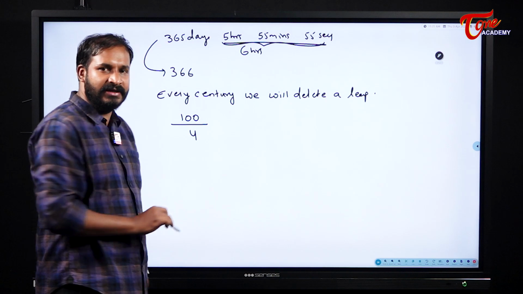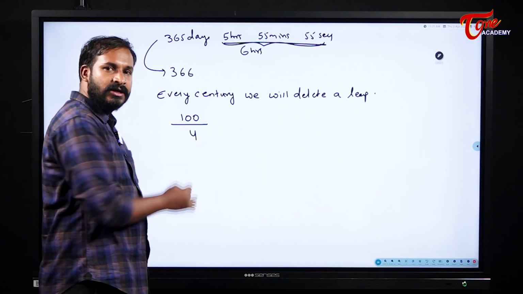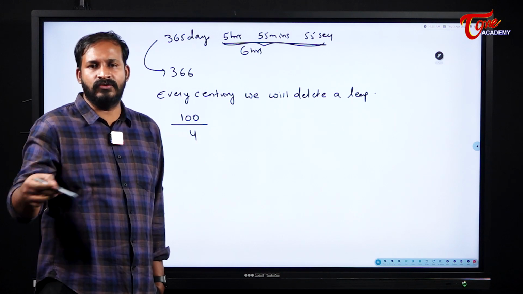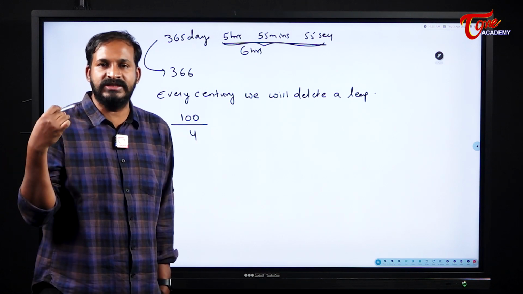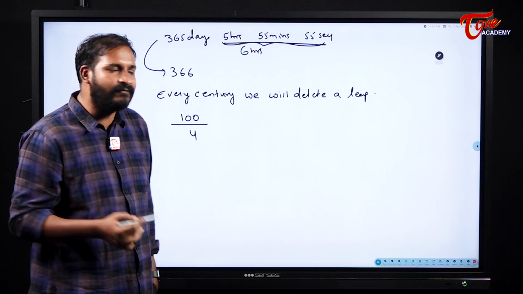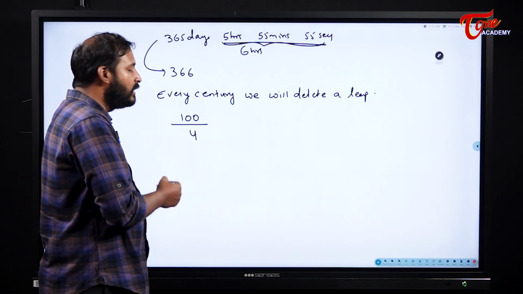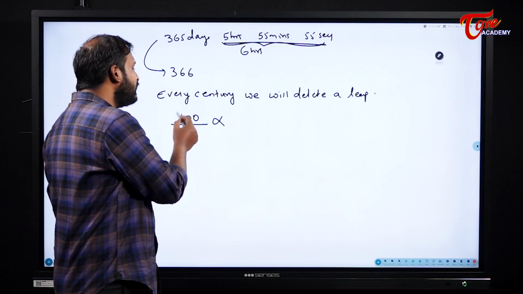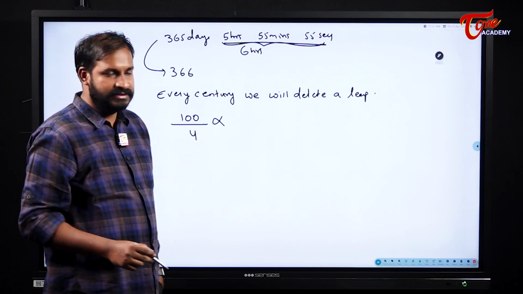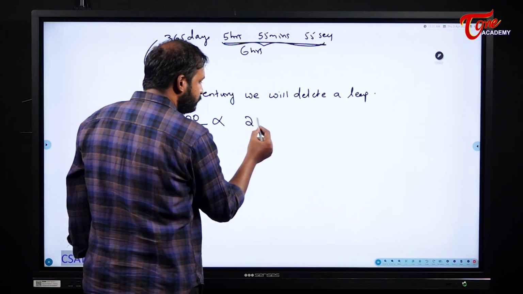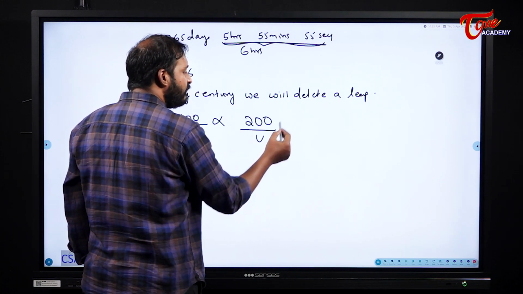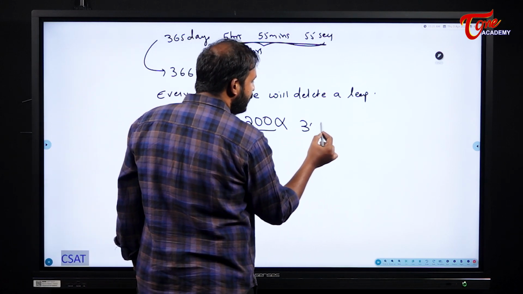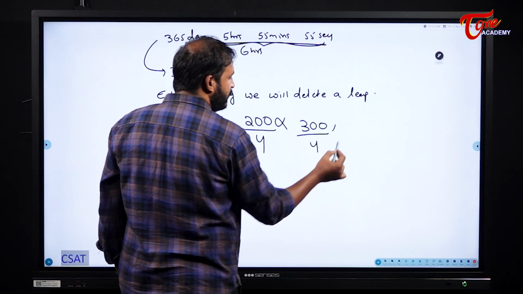Here 100, when I divide it by 4, 2 zeros, right? What is the divisibility rule of 4? The last 2 digits should be divisible by 4 or the last 2 digits are 0, then that number is divisible by 4. 100 is divisible by 4, but 100 is not a leap year. The reason is we are deleting the leap years at the centuries. Similarly 200. Yes, 200 is divisible by 4, but 200 is not a leap year. Next, 300. Yes, 300 is divisible by 4, but it is not a leap year.